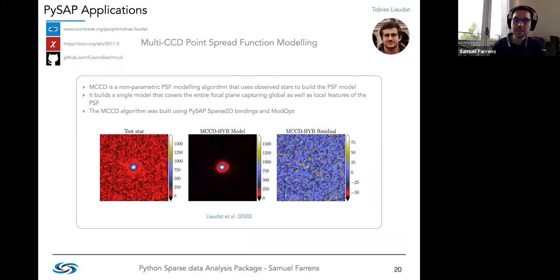A very similar application along the same lines: in the previous example, we assumed we knew what the instrument response was, but in reality, when we take observations with telescopes, we don't know that perfectly, specifically at the position of galaxy images. So a PhD student in CosmoStat, Tobias Liaudat, has been working on a multi-CCD point spread function modeling approach, where he builds a non-parametric PSF model using all of the information available in the sky, all of the stars that are available over the whole field of view. And in order to do this, he's using the backend of PySAP with all the algorithms that we provide.